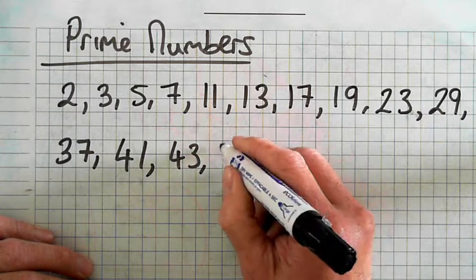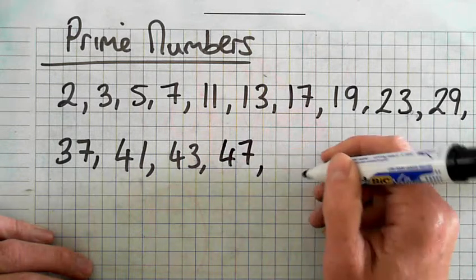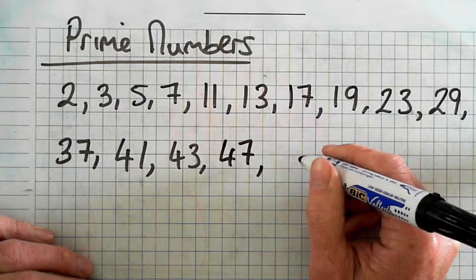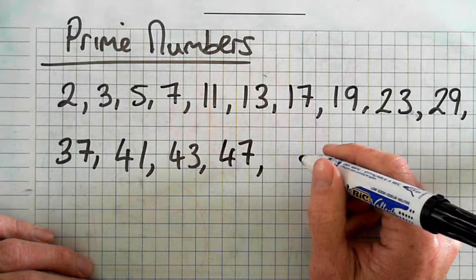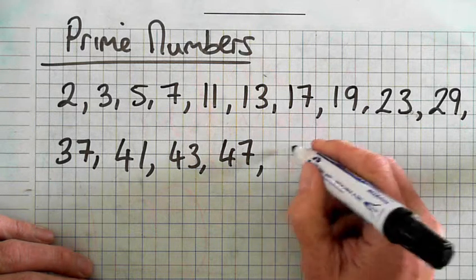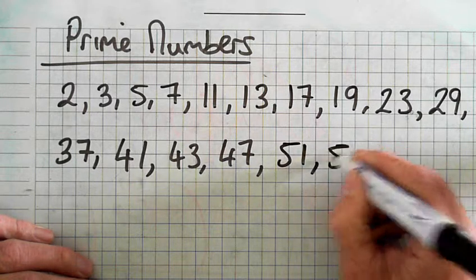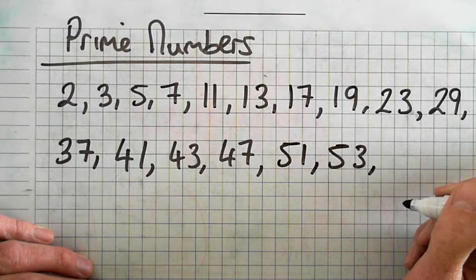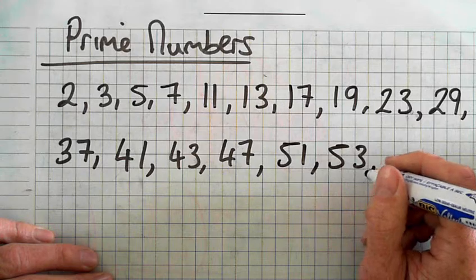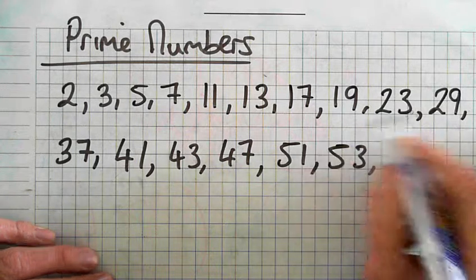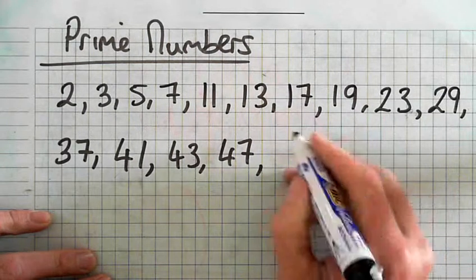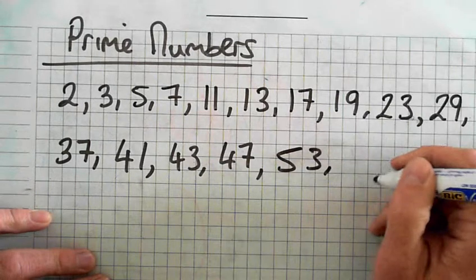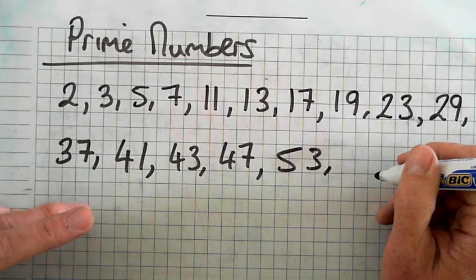47, 49, 7 sevens, 49. 50, 51 is next. No, isn't 17 times 3 51? 17 times 3 is 51. 3 will divide into it, so 51 is not prime. Very good. 53, 54, 2 will divide in.